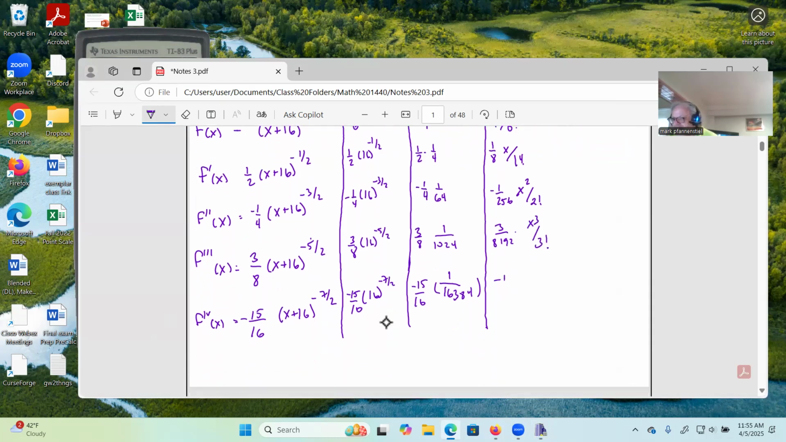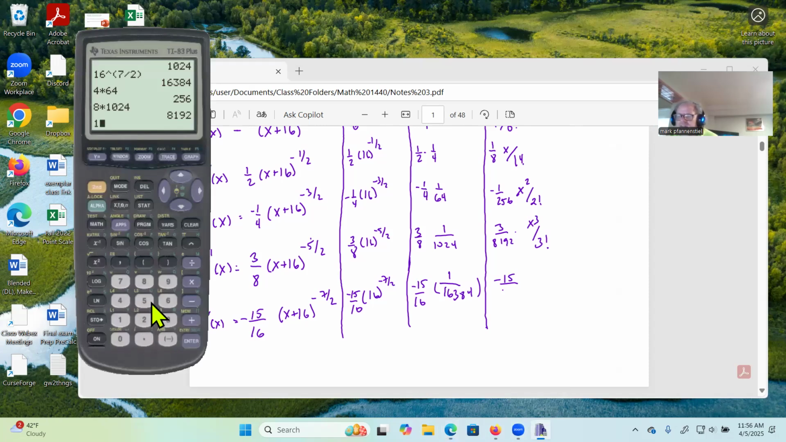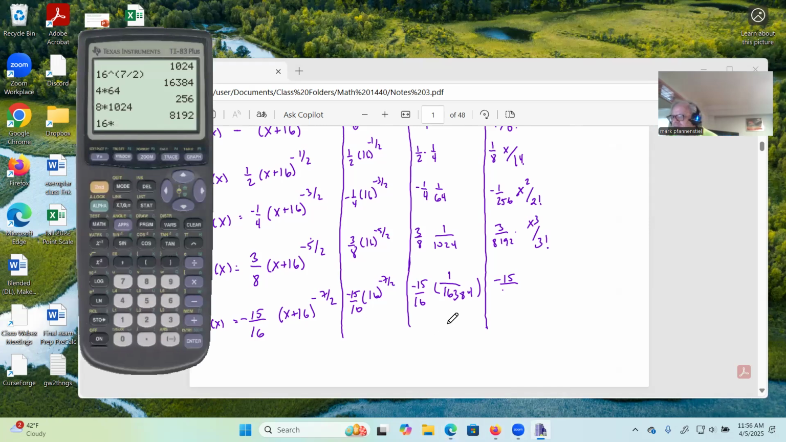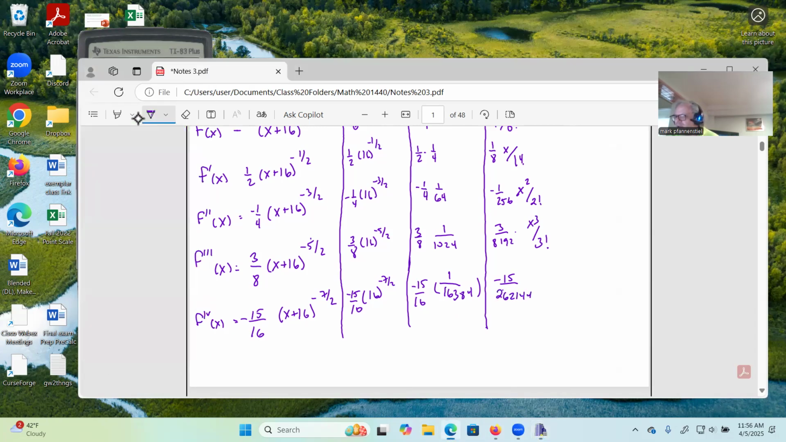Okay, so we have a negative 15 over, we're going to do 16 times 16384. So you can see that the most important thing on here is just kind of organizing what has to happen. So I ended up with 16 times 16384. So we end up with 262144 x to the 4th over 4 factorial.